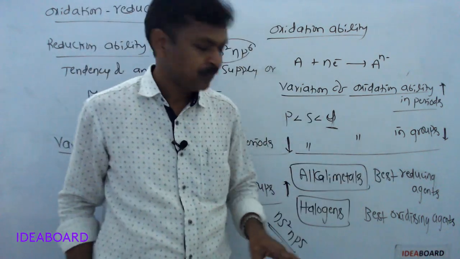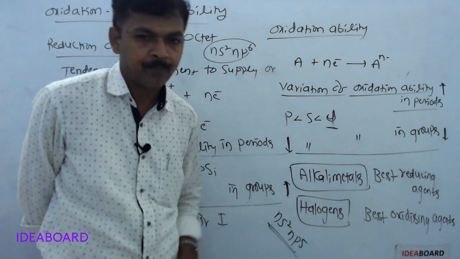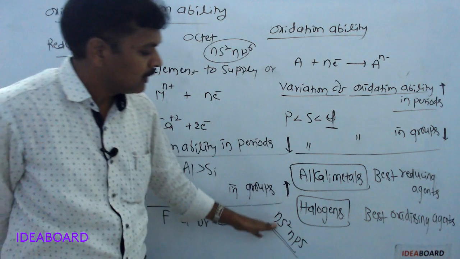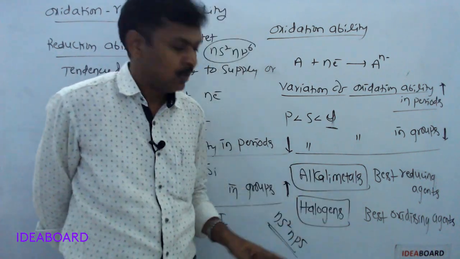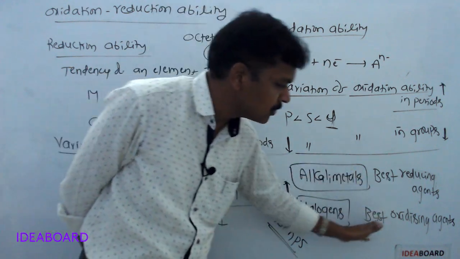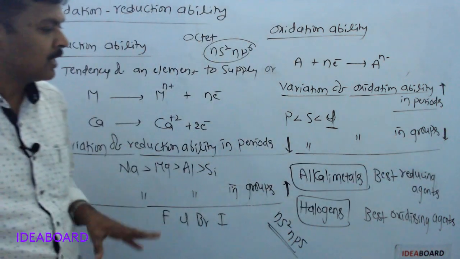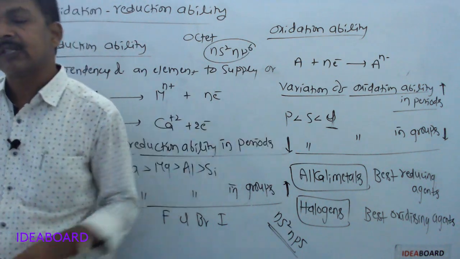If we take halogens, their valence orbital electronic configuration is ns2np5. To get the octet configuration, they need only one electron, so they have more tendency to gain one electron. That's why they are the best oxidizing agents. In the periodic table, alkali metals are the best reducing agents, and halogens are the best oxidizing agents.